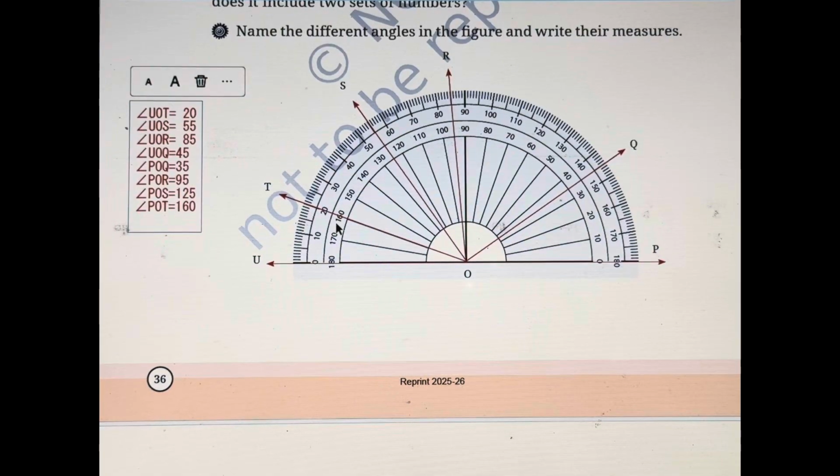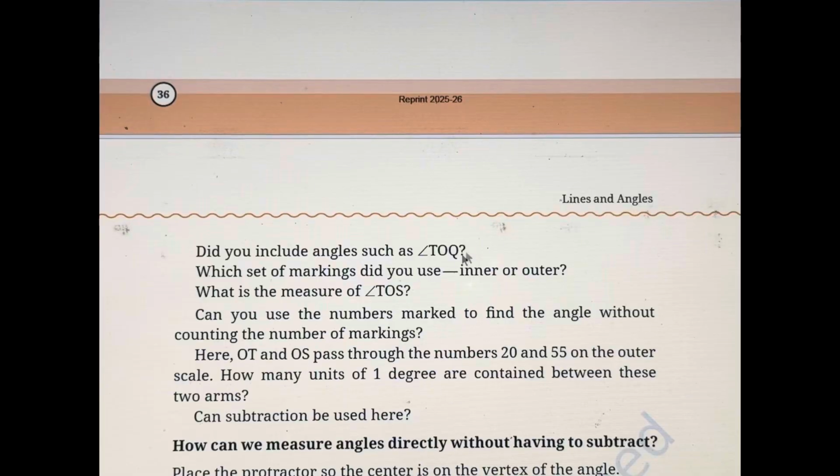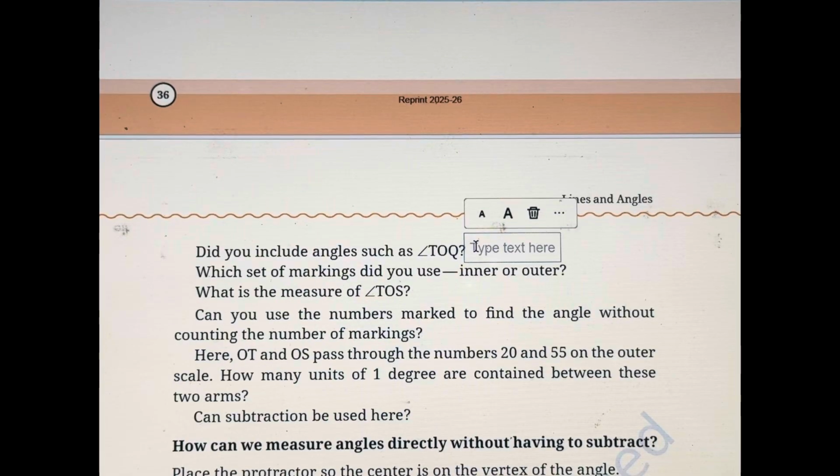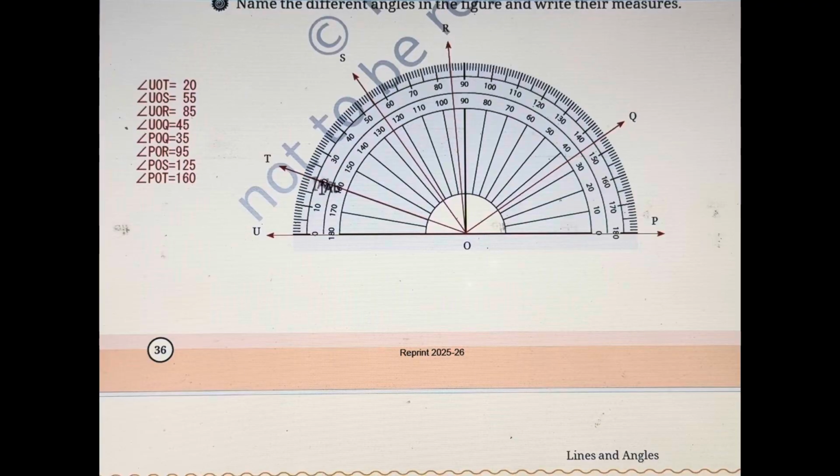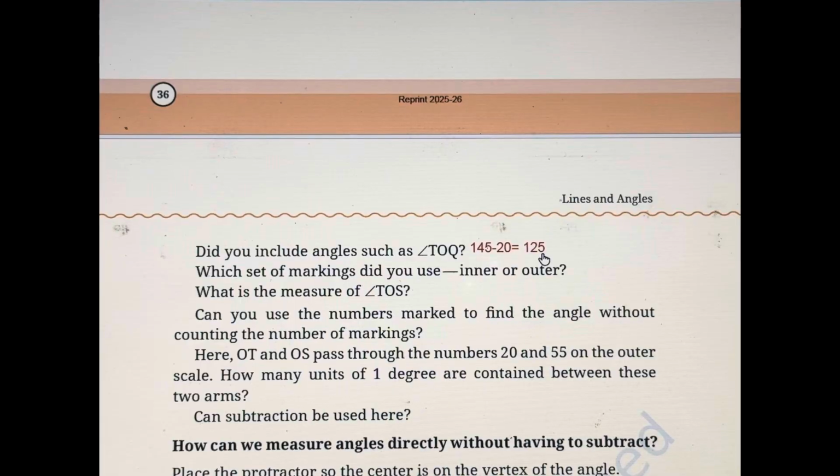So what we do here, we say this angle is 20 degree, and on this ray it is 145. Right? So we can measure this angle as 145 minus 20 degree, which is equal to 125 degree. Right? So angle TOQ, I'm just showing it again. This is the 10, this is 20. The baseline is not 0, it is 20. So we subtract that 20, and this is 145. So 145 minus 20, the answer will be 125.